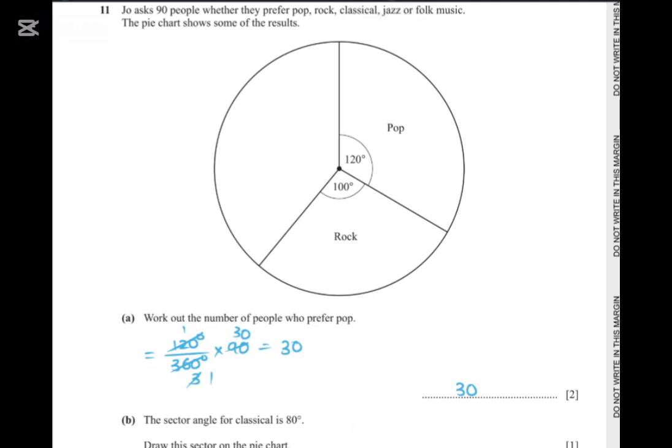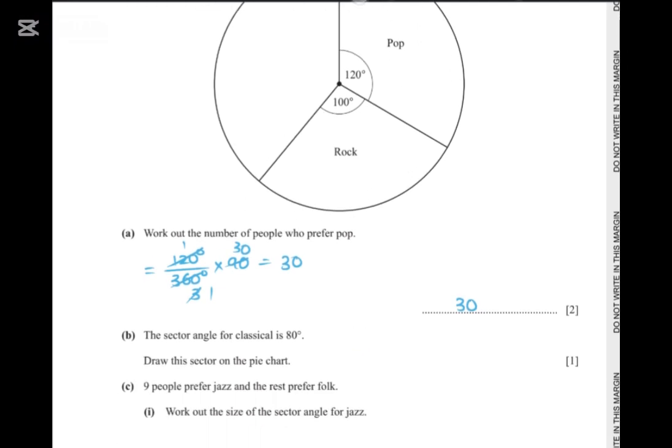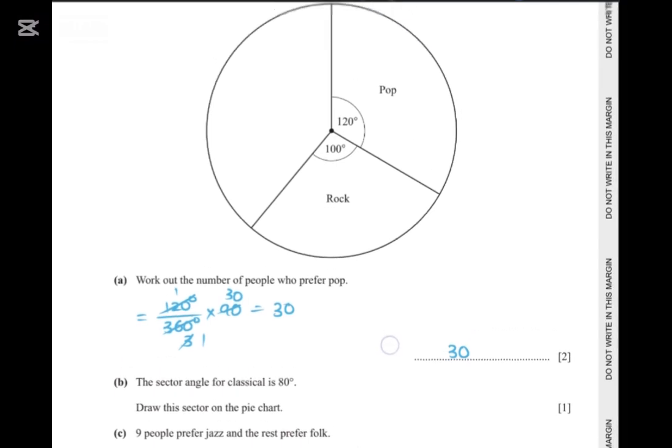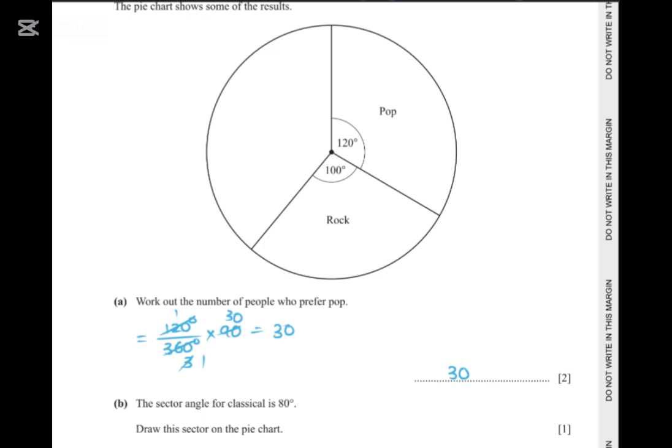Next, question B. The sector angle for classical is 80 degrees. Draw this sector on the pie chart. Now using the protractor, we need to make the angle 80 degrees and draw it on the pie chart. I cannot show you with a protractor here, but I'll give you some explanation. You can take your protractor and place it aligning to one of the lines, whether this or this, any line you can align the 0 with, and then check 80 degrees from that 0.